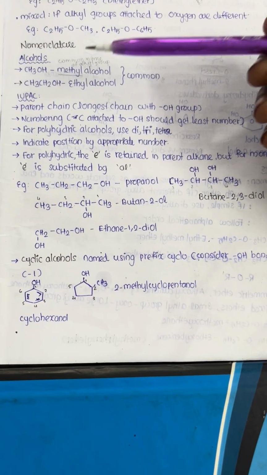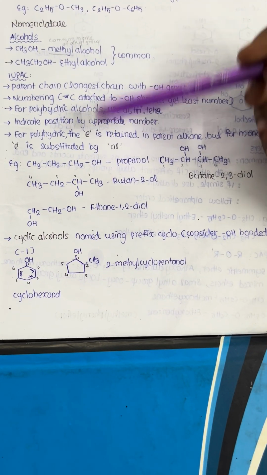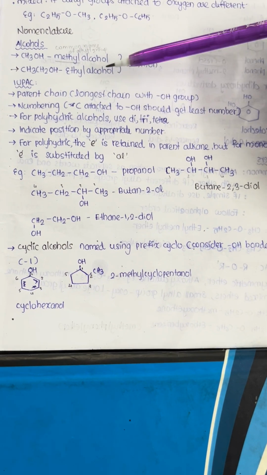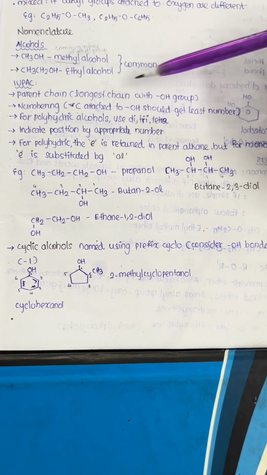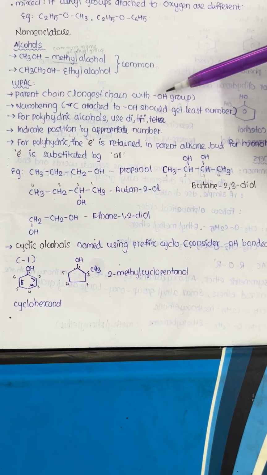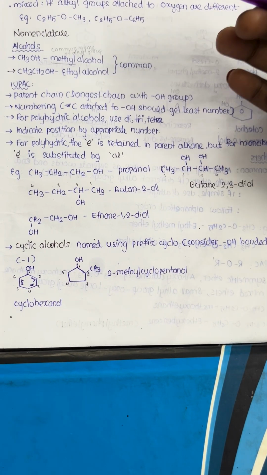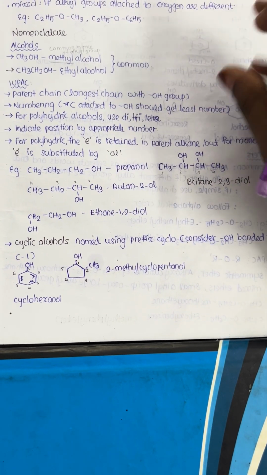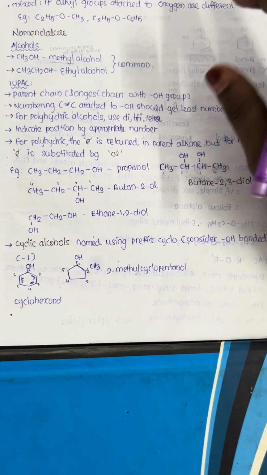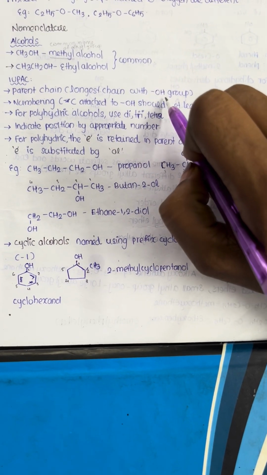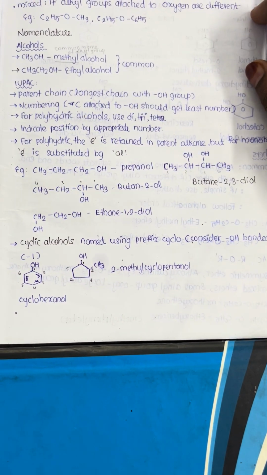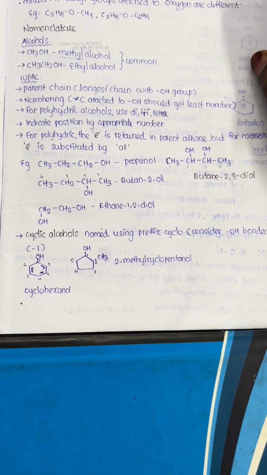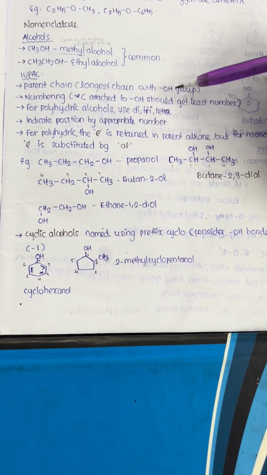Now the IUPAC naming of alcohols follows these rules. The first one is that the parent chain is chosen. Which is the parent chain? We choose the longest chain with the OH group. Once we select the parent chain, it should contain the maximum number of carbons, and also do notice that the OH group should be present in the parent chain. Then only can we call it the parent chain. It should be the longest chain, and at the same time, it should contain the OH group.